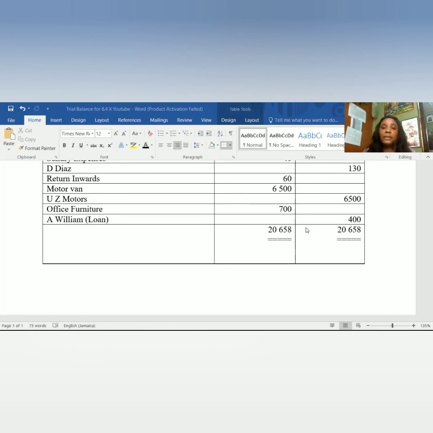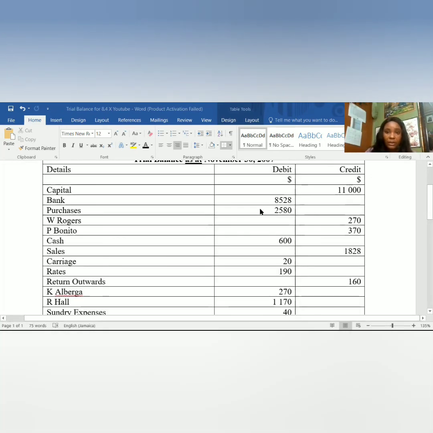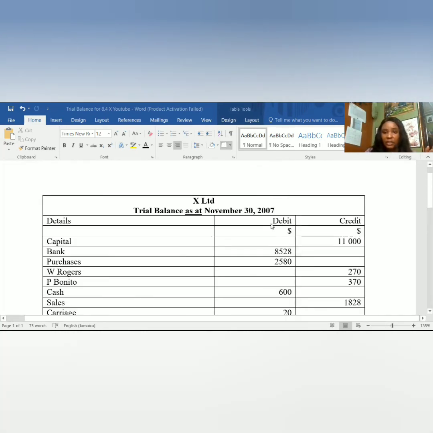It's very, very easy. All you have to do is try to remember that any side the balance brought down falls on in the T account, it goes on the same side in the trial balance. Let me highlight this.